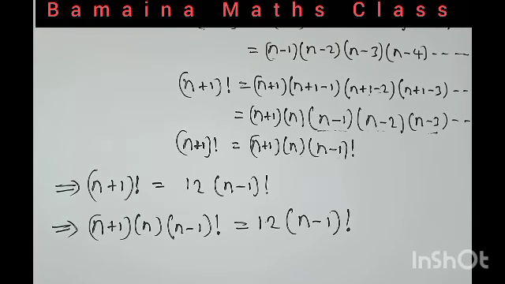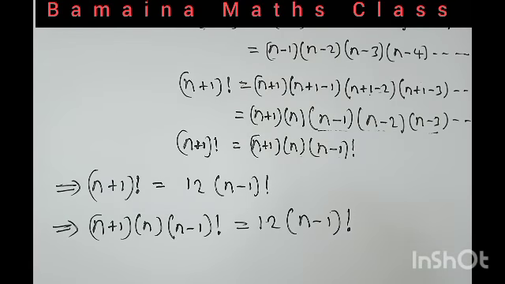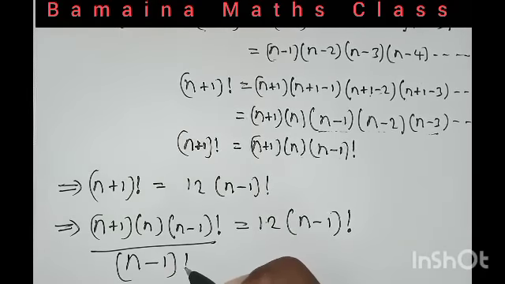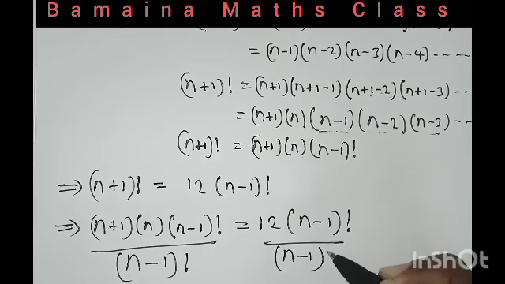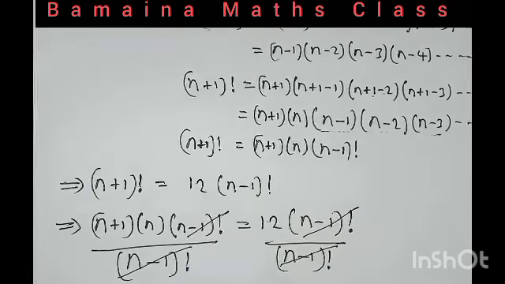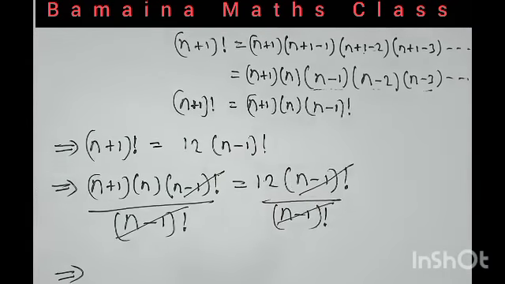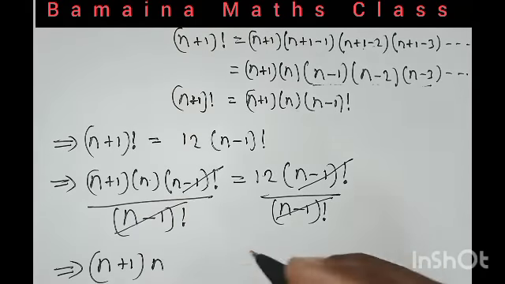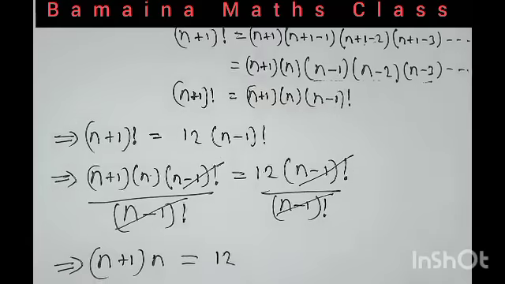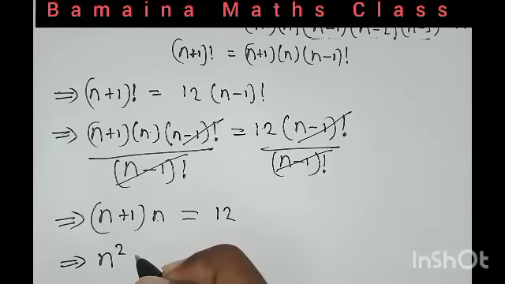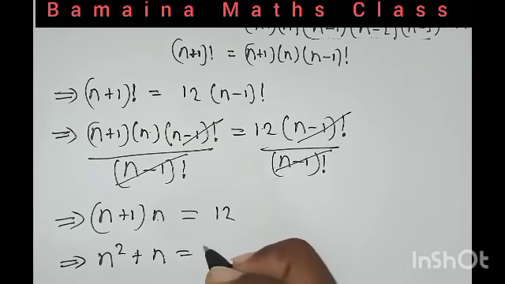So now from here, we can divide both sides by (n−1)!, because we have (n−1)! here and (n−1)! here. So (n−1)! cancels with (n−1)!, and we have (n+1) × n equals 12. So from here we expand: n times n gives n squared, plus 1 times n is n, equals 12.